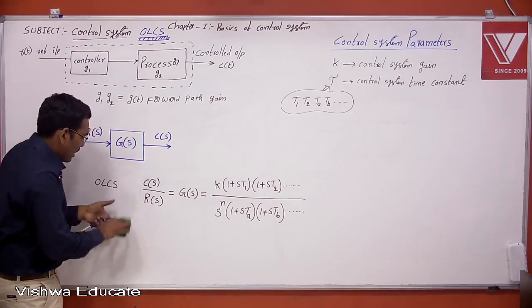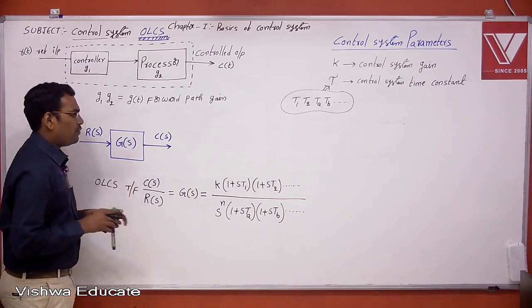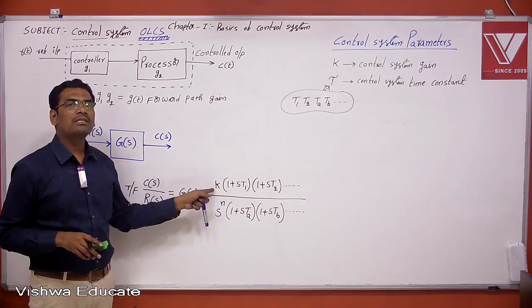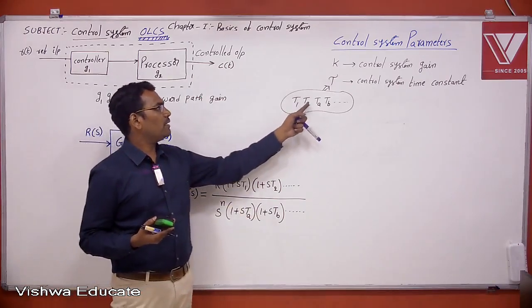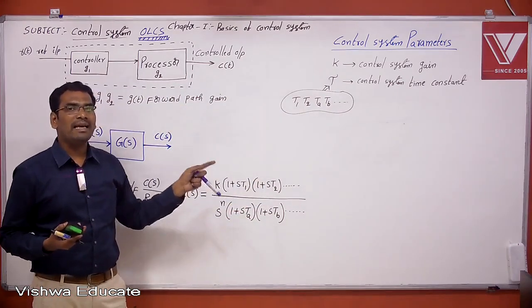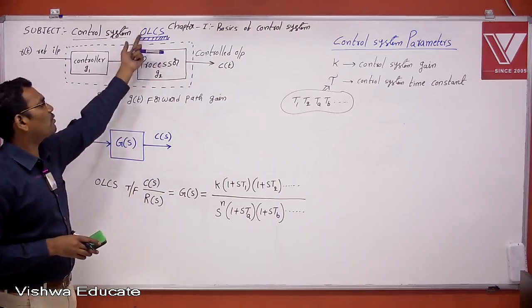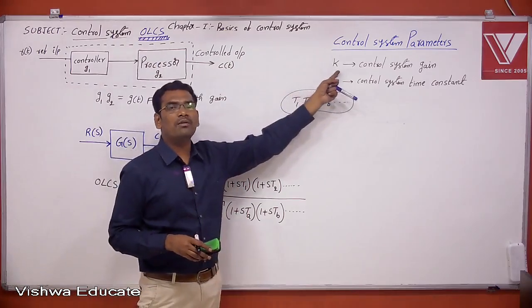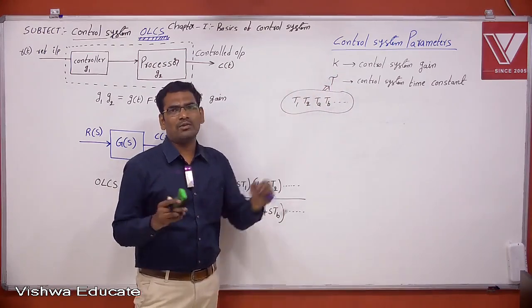Now here, I am talking about the open loop control system transfer function. Therefore, this is the open loop control system gain, and T1, T2, TA, TB and so on are open loop control system time constants. For example, if this is a closed loop control system, this is the closed loop control system gain and this is the closed loop control system time constant. That is the only difference.